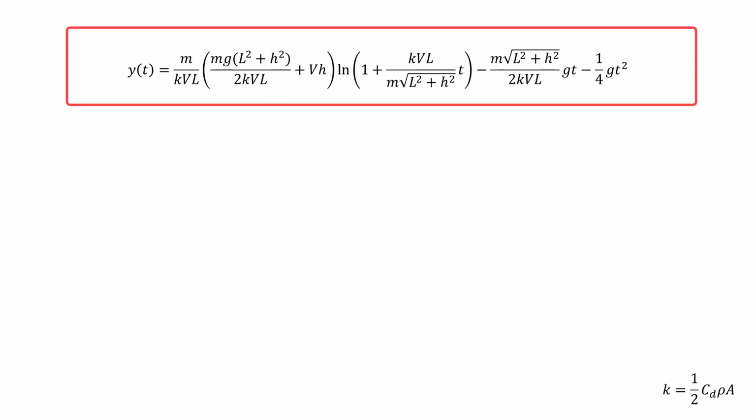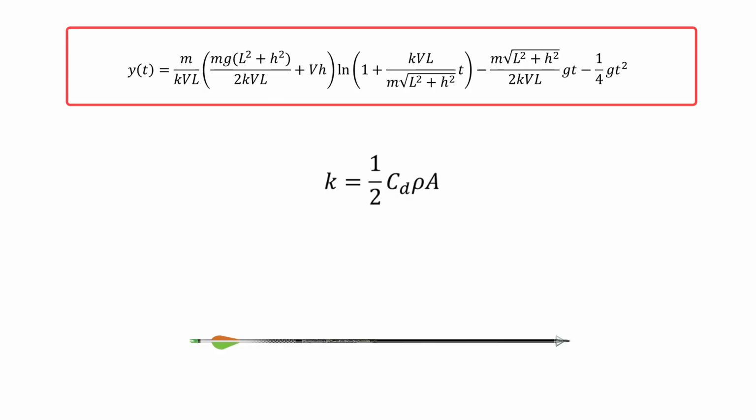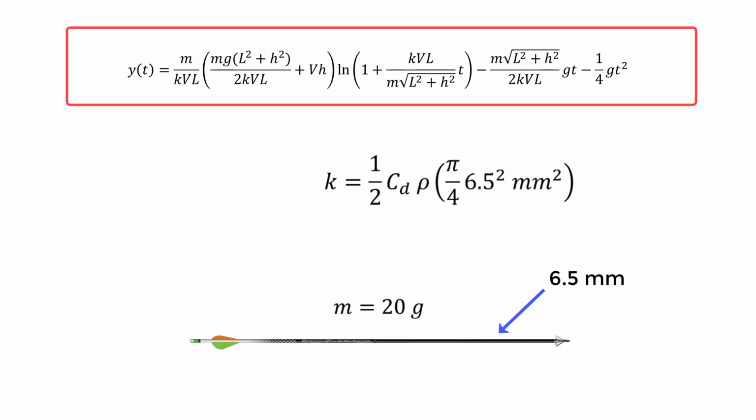But we still aren't done yet. We still need to evaluate k, just like we did for the monkey. So for the projectile, as we did in the case without drag, we will be using an arrow. A standard carbon hunting arrow has a mass of 20 grams and a shaft diameter of 6.5 millimeters. So we can use that for the diameter of the cross-sectional area.